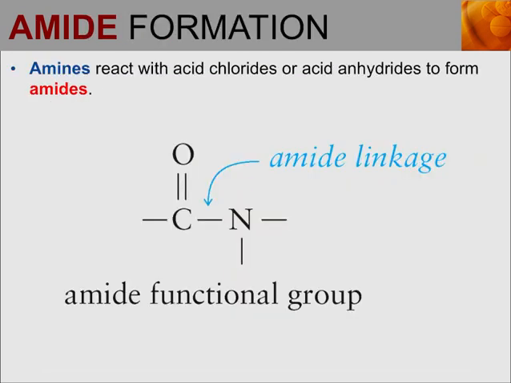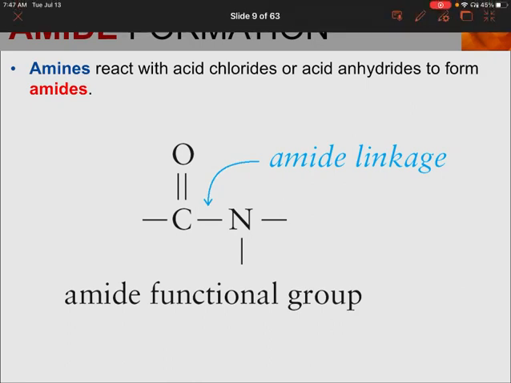Now, the last group we're going to talk about in this series of chapters is the amide functional group. Amines can react with molecules called acid chlorides or acid anhydrides to form amides. We'll talk more about acid chlorides and acid anhydrides a bit later. But amide groups, again, have that carbonyl group in the middle. So carbon double bonded to oxygen. And then we also have a nitrogen group bonded to the carbonyl carbon. So that's what makes up the amide functional group.